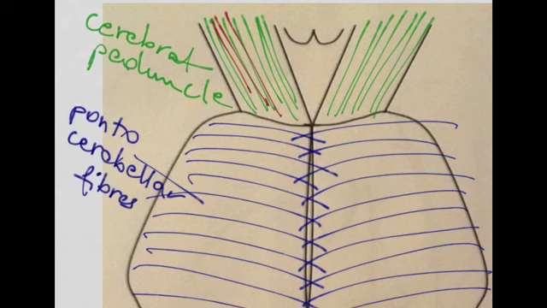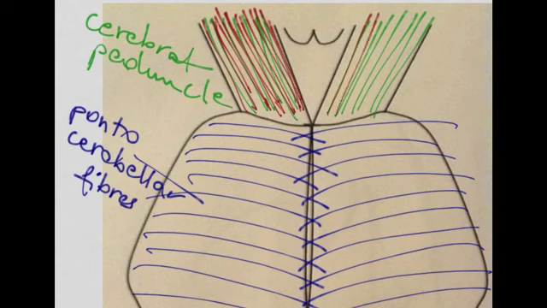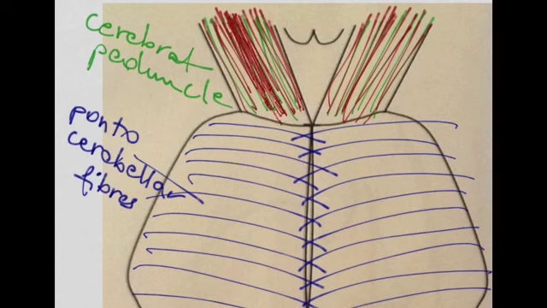and these fibers, I should use red color, these fibers are motor fibers. And among them, usually in the middle here, I'm putting a little bit more color in there, are the corticospinal tract fibers.